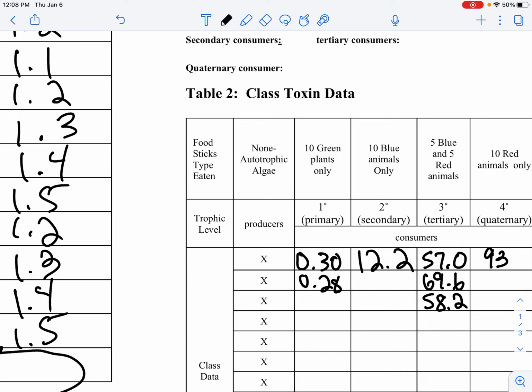Malika, did you get finished? Yes. What kind of consumer were you? Secondary. Secondary consumer? 13.1. Jeremy, are you done or are you still working? Still working. Anyone else? Who did I miss? Reyna and Liz. Reyna, you get done? Yeah. What kind of consumer are you? Primary. Primary? And your total is? 0.27.